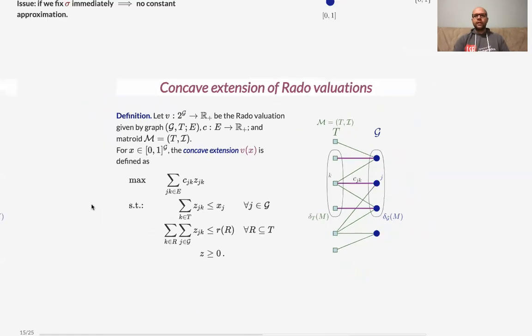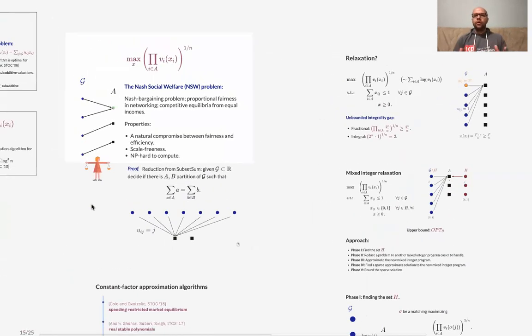So let us now try to give an overview of the algorithm that we use. Recall again, we are interested in maximizing geometric mean, and we are looking for a constant factor approximation algorithm.